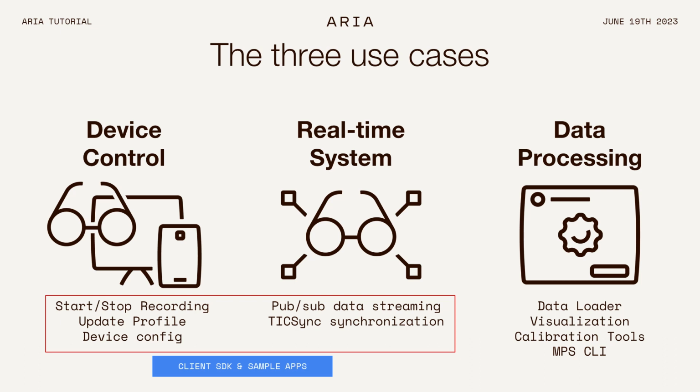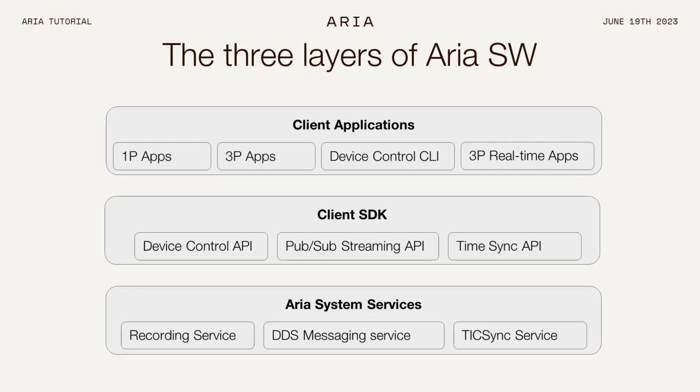So the first two use cases are bundled together into what we call the client SDK. And Sash touched on that. It's a set of APIs that expose those functionalities, and we provide a set of sample apps such that you can use those as reference to start building your application. Just as all software development is built as layered development, right? So this is just on a very high level.